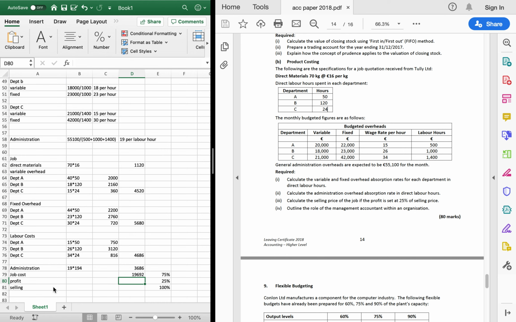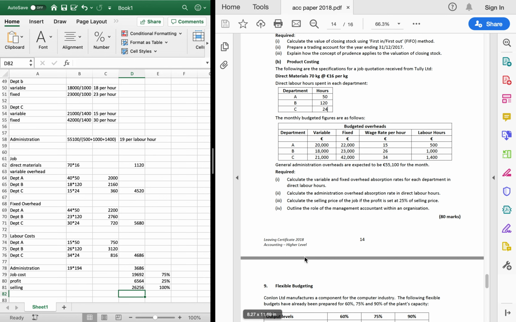We have to work out 25 and 100. So we take the 19,692 divided by 75, multiply by 25, and then add those together, or take the 19,692 divided by 75, multiply by 100, and you get the same as adding the two together. That's the selling price. So that's that done. Last part then is the role of the management accountant.